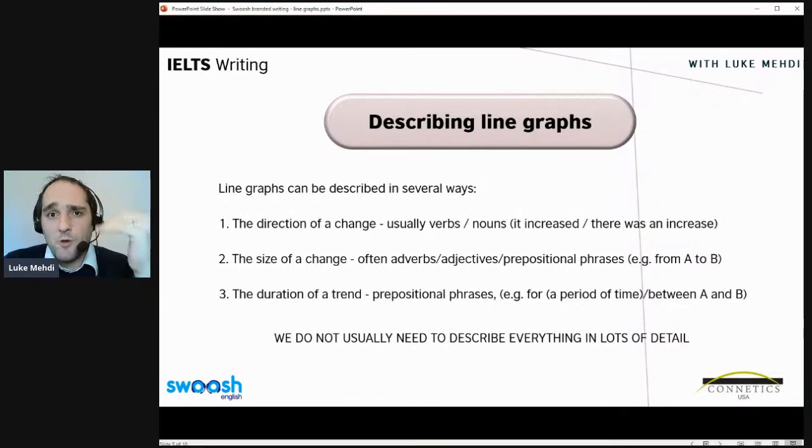There's no maximum word count. That's true. But if you are giving all of the data in very, very boring detail on the line graph, you are probably giving too much detail. So group the trends. And we're going to look at one example actually where there is quite a big grouping of the trend. Remember to focus on significant data or the main patterns. You don't need to give every number on the line graph. So be a bit careful with that.